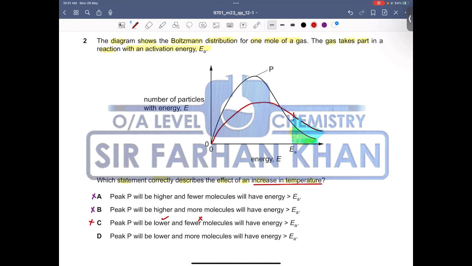Let's talk about D. P will be lower, that's right. And more molecules will have energy equal to or greater than activation energy. So that's going to be the right answer. I hope it makes sense to you. And remember one thing, this curve is for higher temperature.